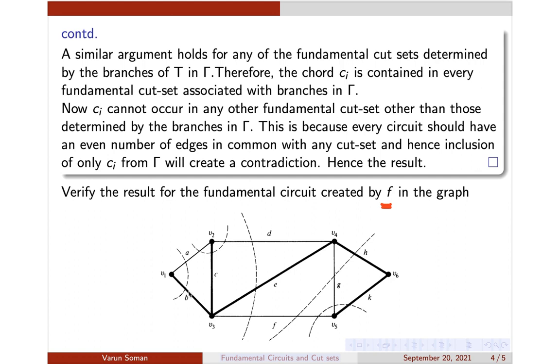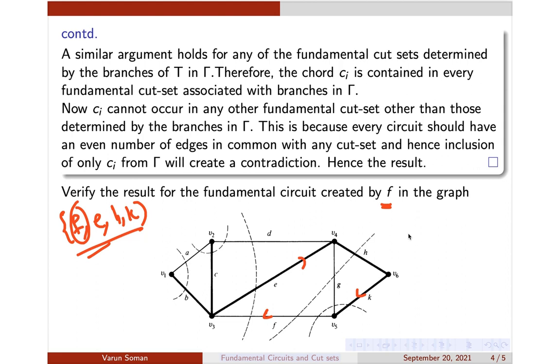You can see this is a spanning tree. The darkened line is the spanning tree. Let us look at this fundamental circuit here. The fundamental circuit created by F is there. Similarly E is there, H is there, K is there. So F, E, H, K is the fundamental circuit. Here F is the chord and E, H, K are actually the branches.